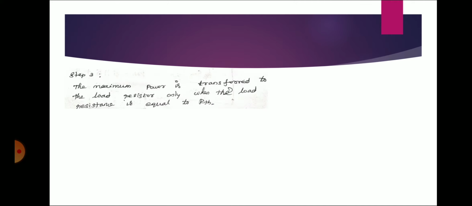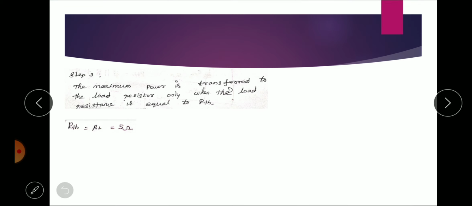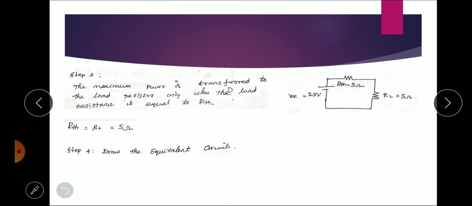In step 3, according to the maximum power transfer theorem, the maximum power is transferred to the load resistor only when the load resistance is equal to RTH. So RTH is equal to RL equal to 5 ohm. Then draw the equivalent circuit, which is the same as that of the Thevenin's theorem. We substitute the VOC, RTH and RL value.